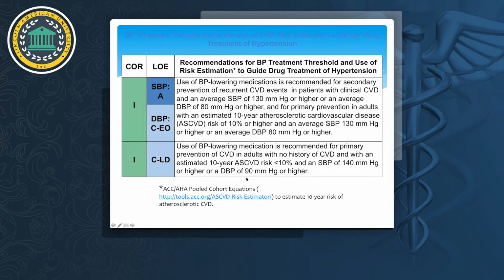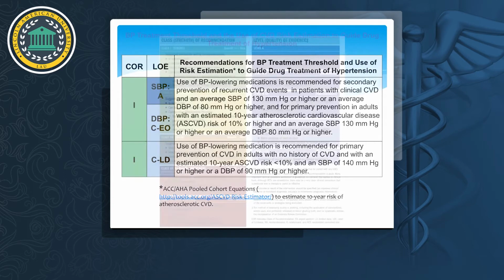And I would like you to just take a picture of this. I would like you to go to this estimator. This is called the atherosclerotic cardiovascular disease risk estimator, which will basically calculate the risk of a person to have a cardiovascular disease in the next 10 years. Now, this is what I was talking about.